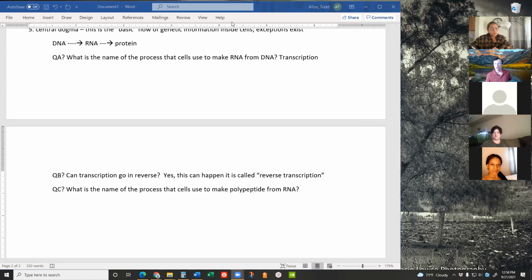Okay, all right. So Kit again is sitting on top of his keyboard, right? So he's right there, and that's fine. That is translation. That's okay, Kit. I want you to participate. Translation. Here's a question. Can translation go in reverse? Can a cell take a protein and build RNA from it?